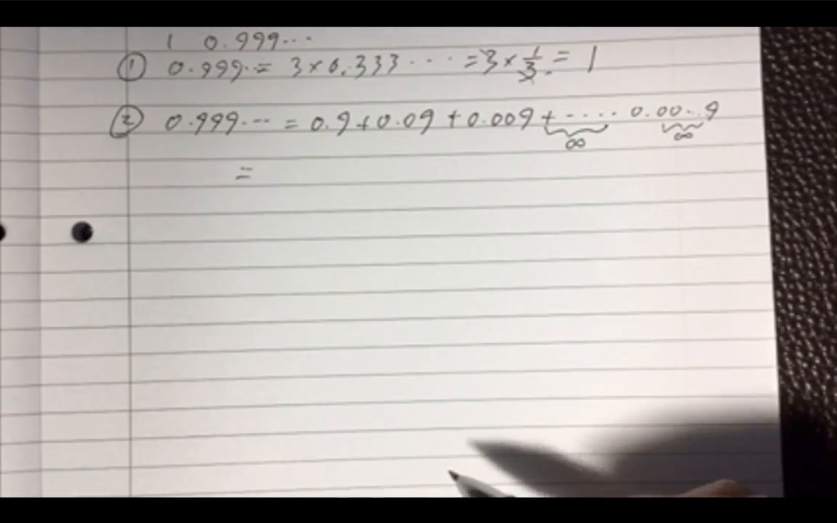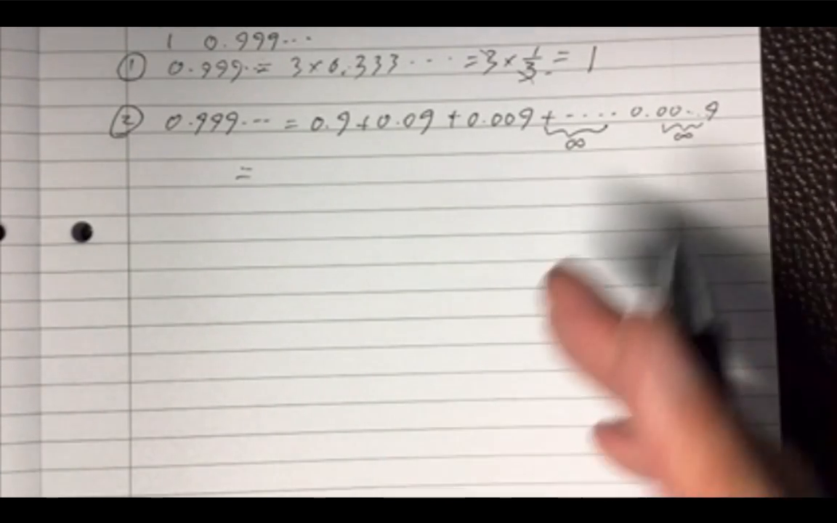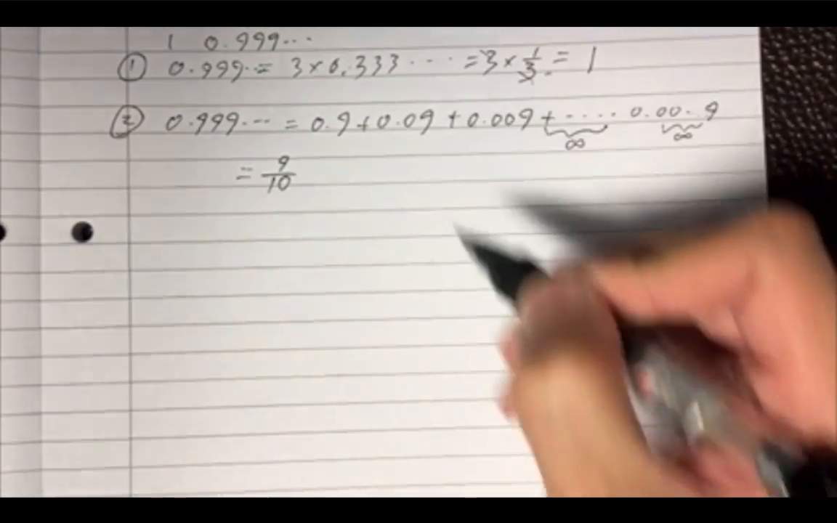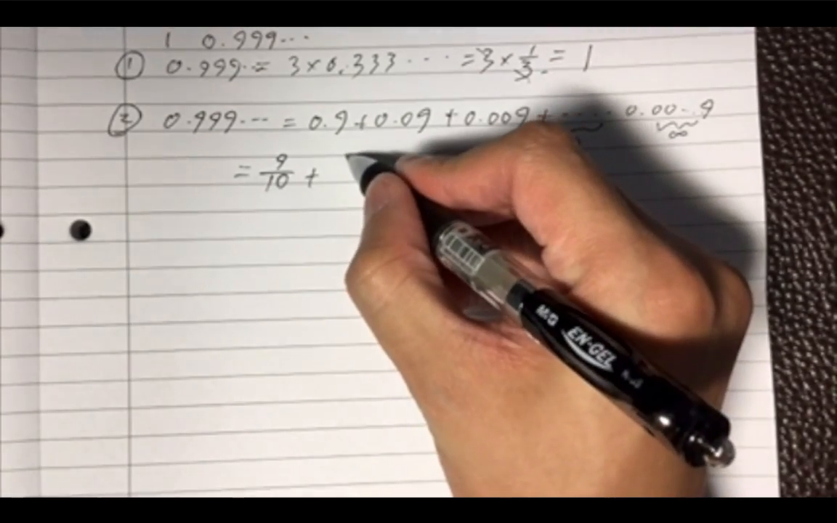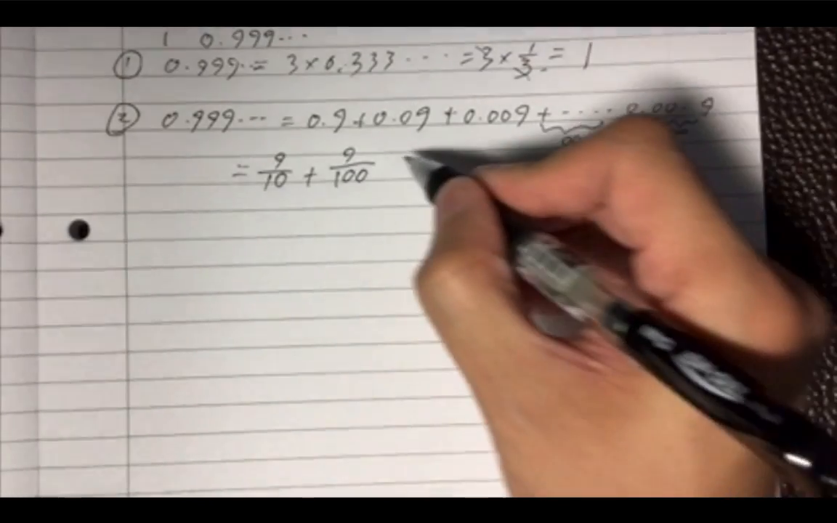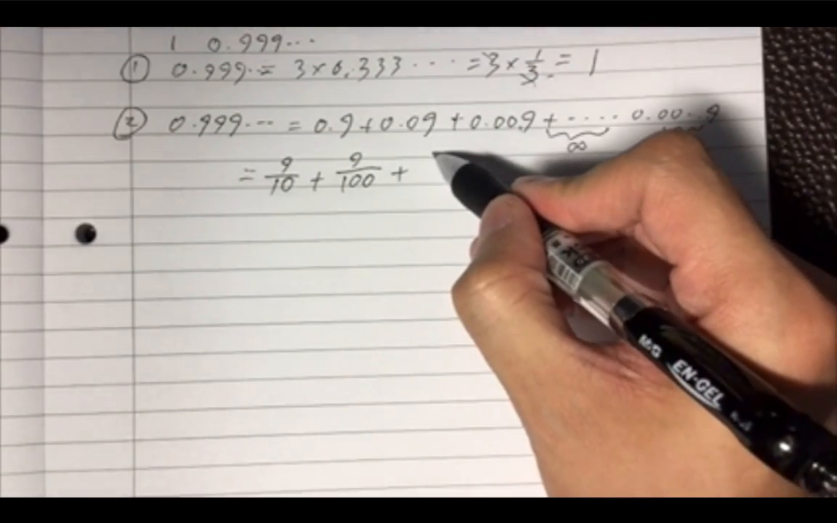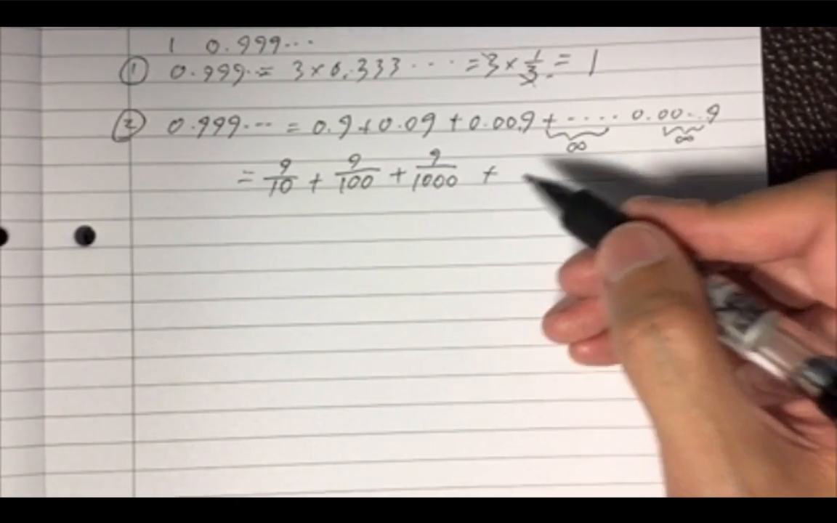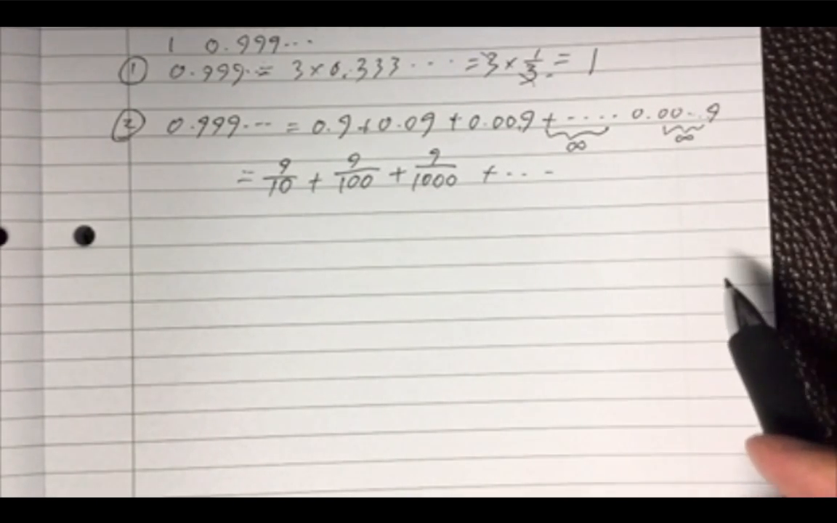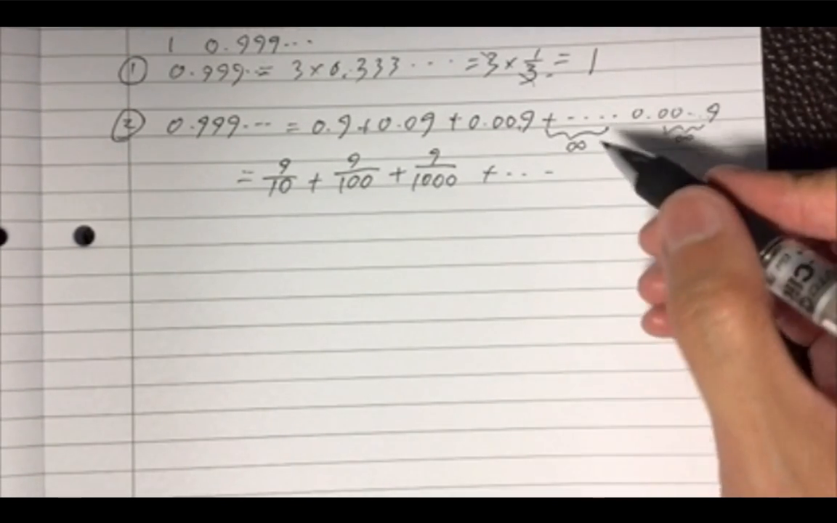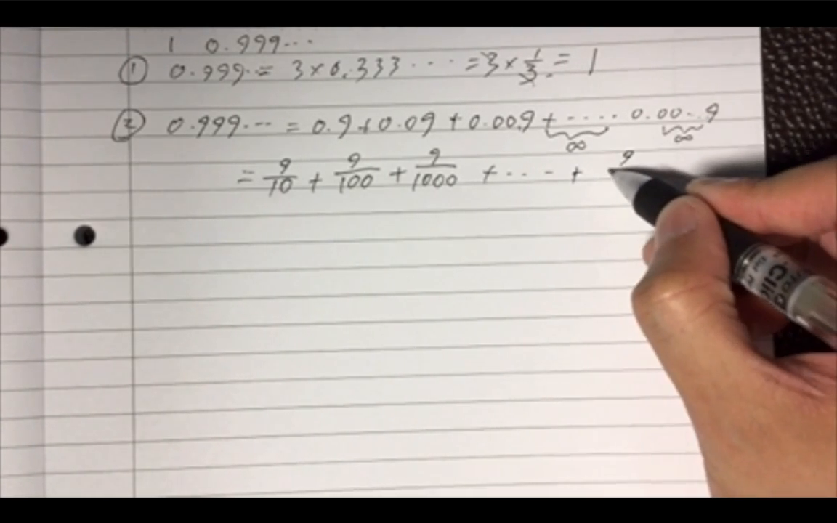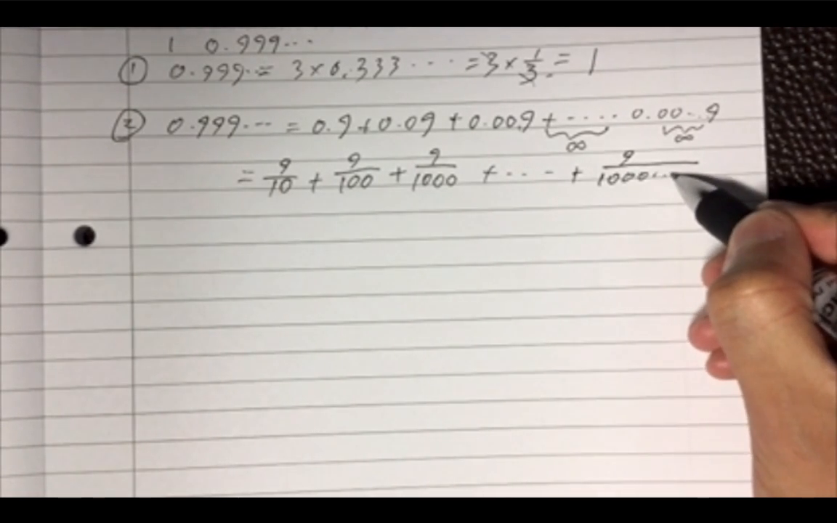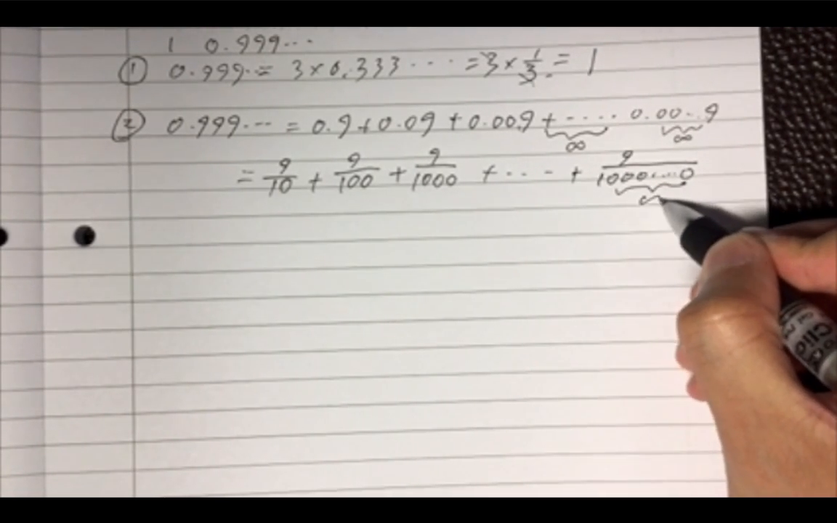We just try to use the same method as in method 1 to write it as a fraction. So 0.9 is 9/10, right? 0.09 is 9/100. And the third one is 9/1000. And I'm sorry for the shifting. And there are infinite terms. So I'm not going to write all of them out, but the last one, you have 9 over 10 with infinite zeros, right? Dot dot dot. So here are infinite zeros.